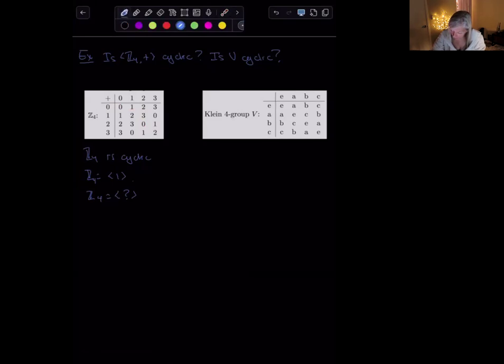But let's think about the Klein group here. Is this cyclic? Well, let's see. If I think A might be the generator, if I multiply A by itself, I get E, and then E times A is A. I just go back and forth between A and E. So that doesn't give me a B or a C. Same thing for B. B times B is already E, so I don't have a chance to get A or C. Same thing for C. So actually, this is not cyclic.